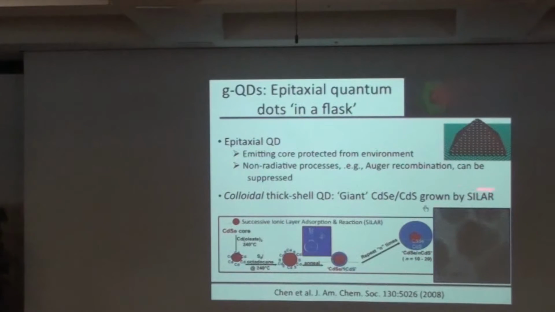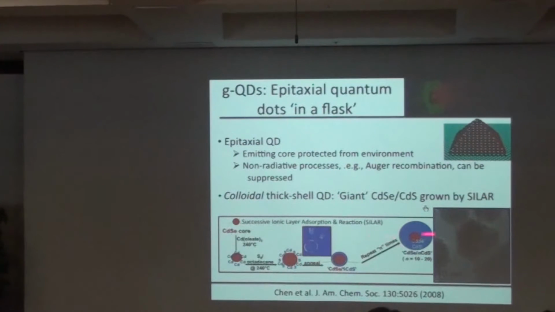Our thick shell is reminiscent, we think, of an epitaxial quantum dot, where these physically grown nanocrystals have been known to show strongly suppressed Auger recombination and also blinking. And so we're effectively creating, in solution, a solution-phase epitaxial quantum dot.